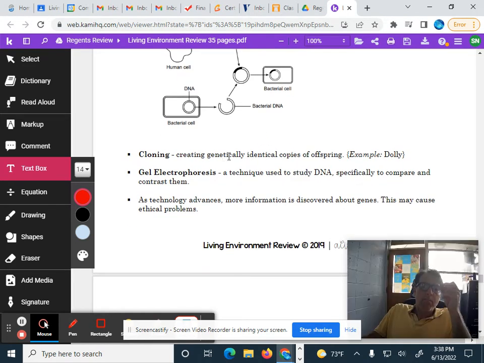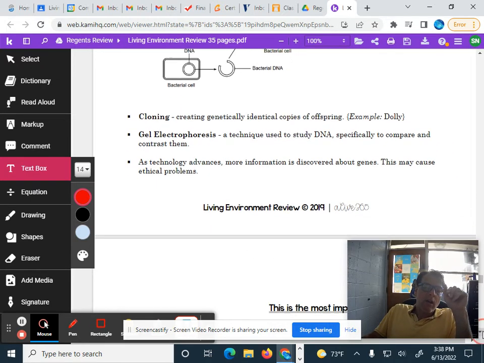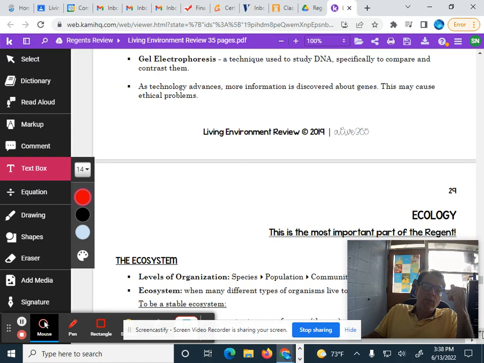Cloning, a way of making an identical copy of an organism. Gel electrophoresis is where we are breaking up DNA. We use that to compare and contrast. We use that in crime scenes to try to track down and find individuals. We use that in seeing which organisms are most similar if we're looking at evolution.